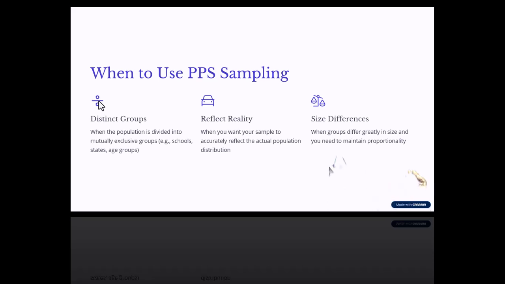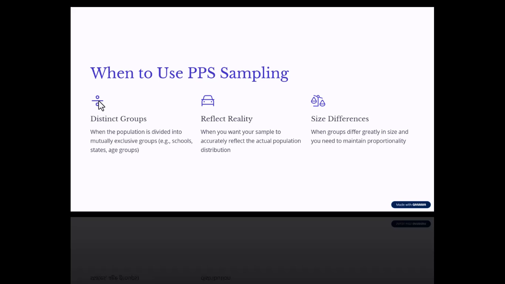So the point is that there must be distinct groups into which the population is divided. It could be schools, it could be other groups. Then the size differences matter, because if you just randomize and you just stratify randomly, you may miss something out. So it is giving us a better picture.